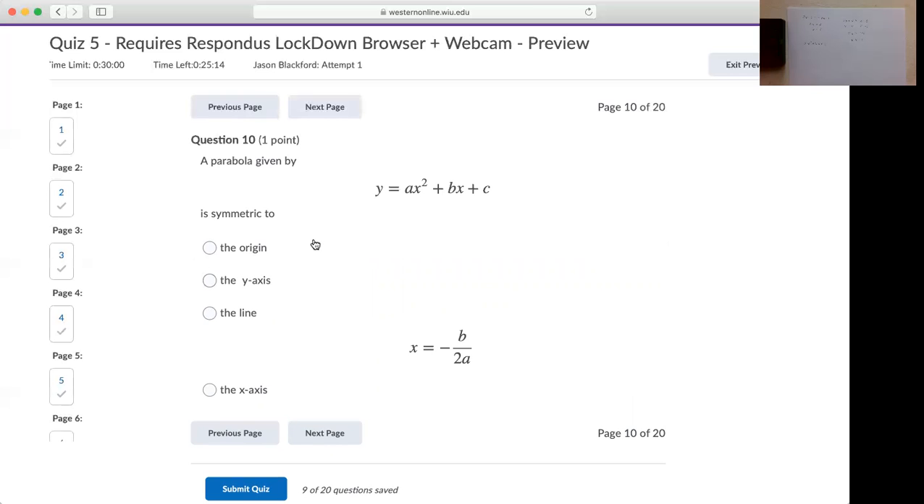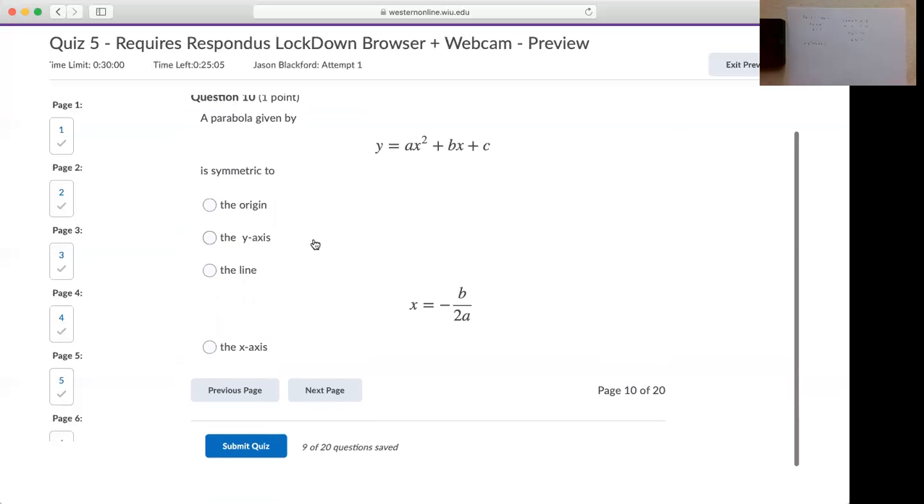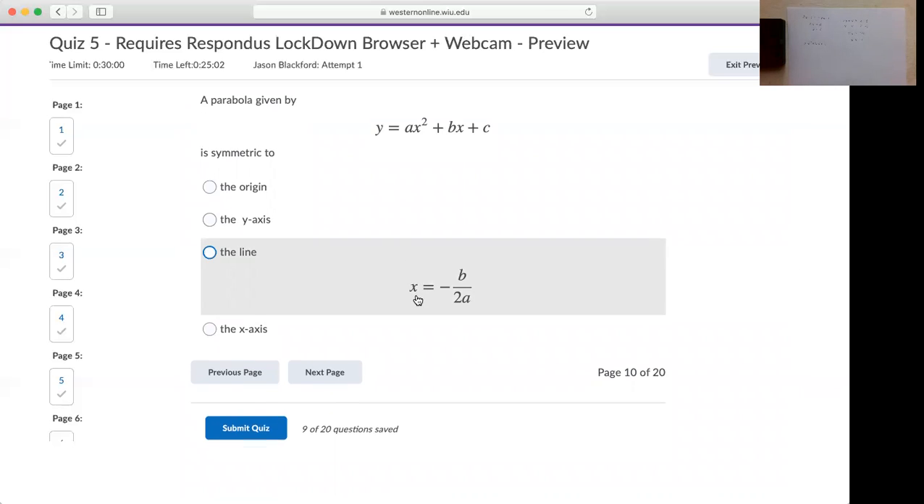Okay. Parabolas are symmetric, but they're not necessarily symmetric with respect to the origin or the y-axis or the x-axis. It's the axis of symmetry, right? x equals minus b over 2a, because it's a parabola. This is the vertical line that goes through the vertex.